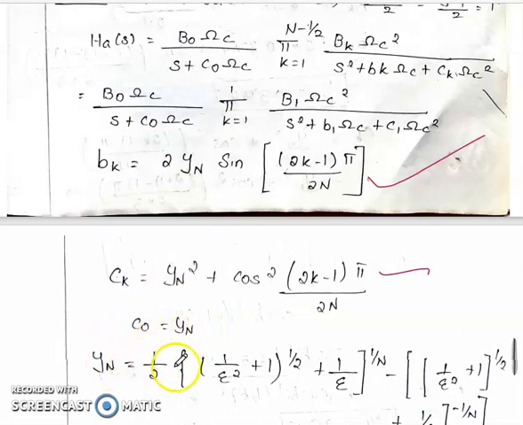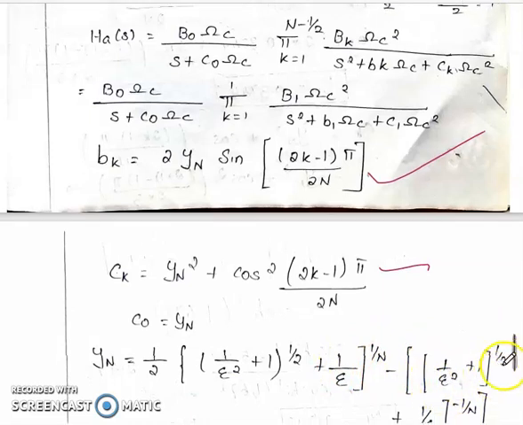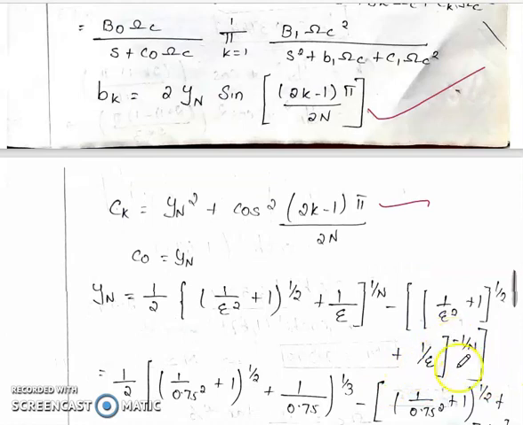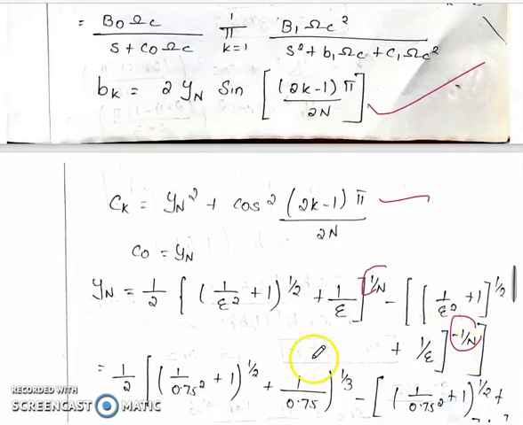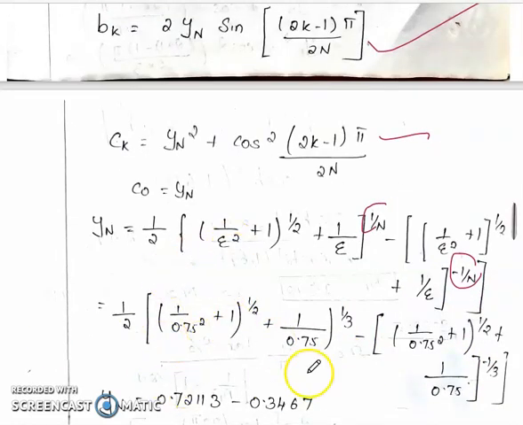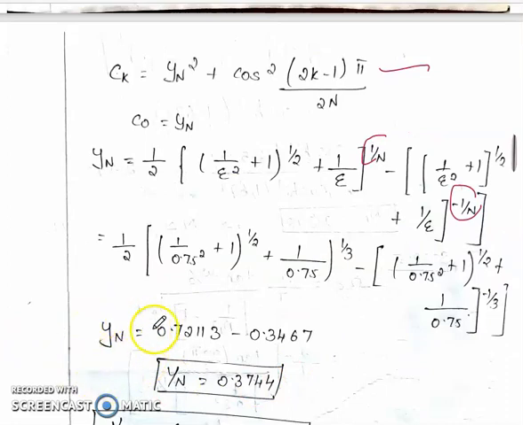So yn is equal to 1 by 2 bracket open 1 by summation square plus 1, the whole bracket 1 by 2, 1 plus summation of 1 by n minus the 1 by the summation square plus 1, the whole 1 by 2 plus 1 by summation of minus 1 by 2. So here plus and here minus. Now we substitute the attenuation constant value in this equation so that we get the value of yn. So yn is equal to 0.374.